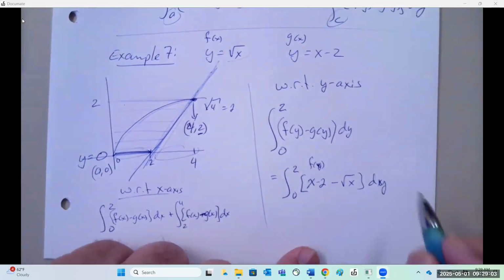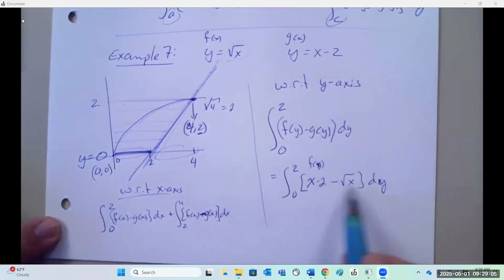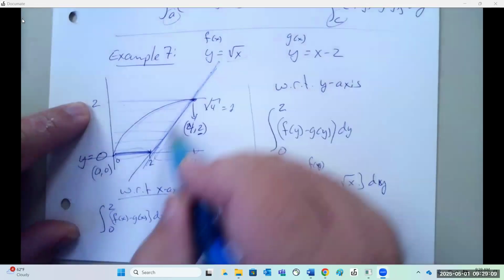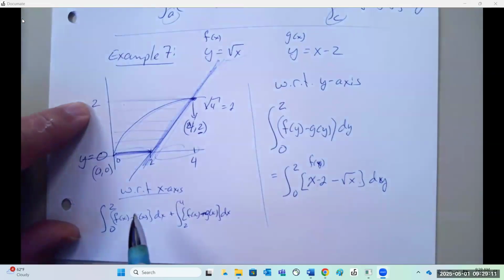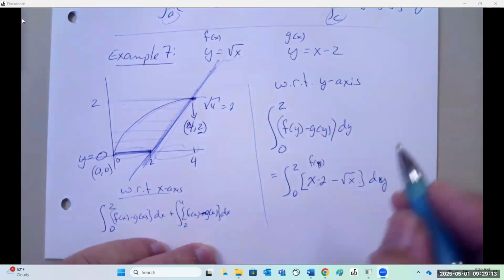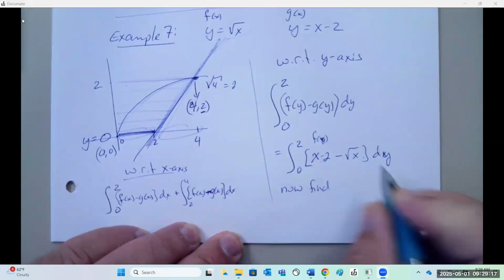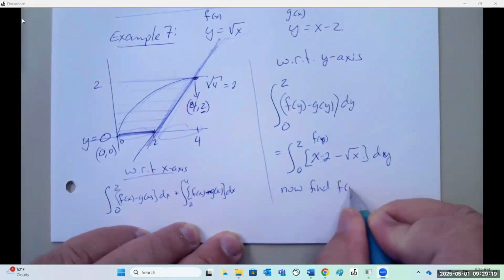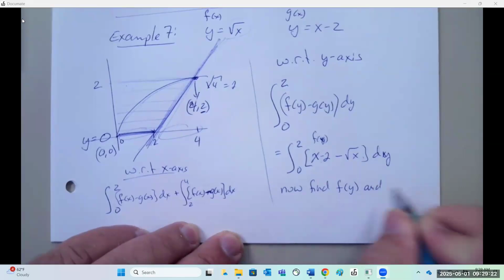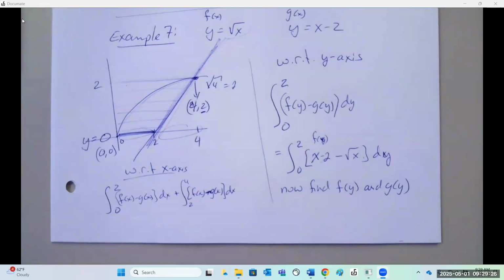Oh, this is y. But you see, the problem is with these two. We have to first label what they are. Now find f of y and g of y. You now have to find functions with respect to y.